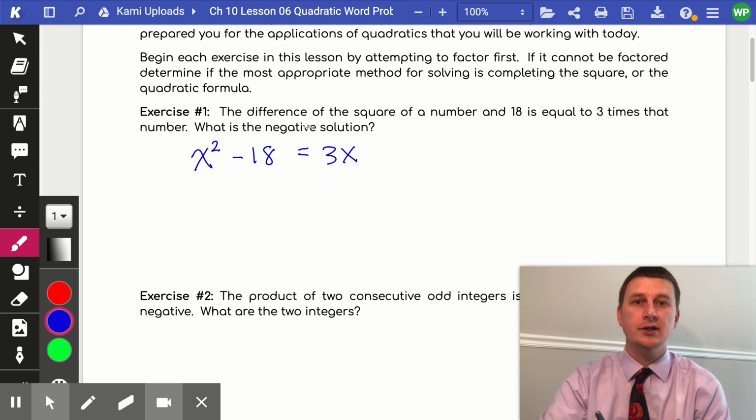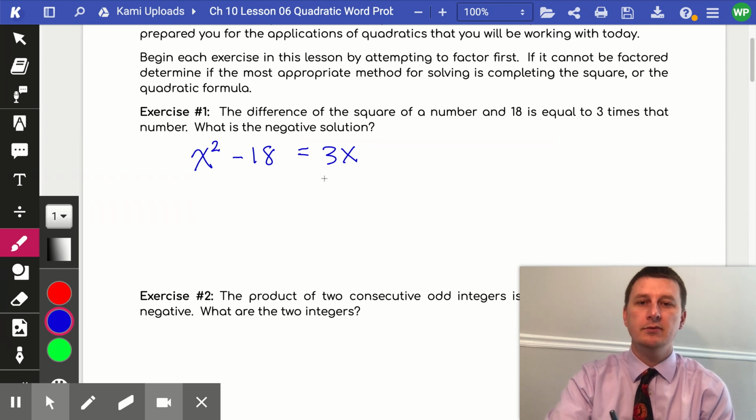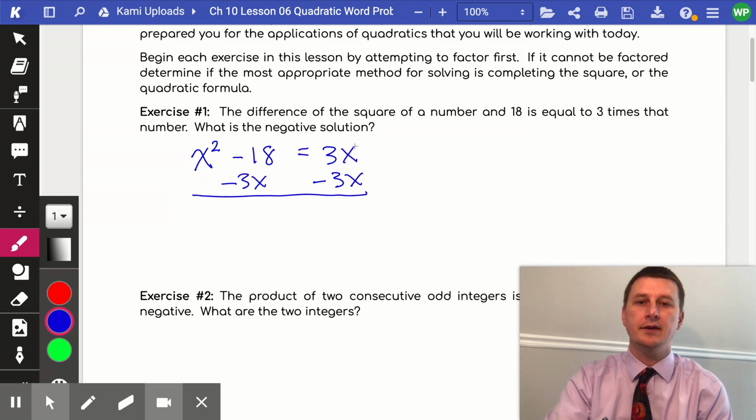So the first thing we want to do for any quadratic that we ever try to solve is we want to make that equation equal to 0. So we're going to have to move this 3x over to the other side of the equation. So now the 3x and the 3x will cancel out, and we'll have that 0 on the right side. And then we have x squared, and we have no like terms, so we're going to keep them all separate. x squared minus 3x minus 18 equals 0.